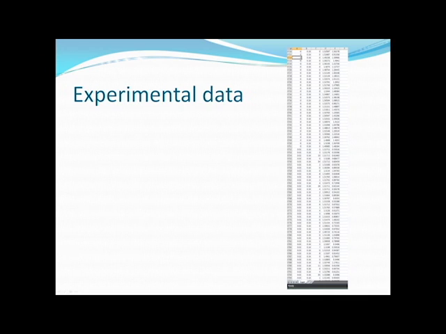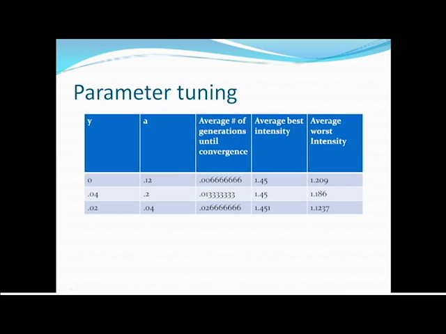So I have here the number of generations, the best intensity, and the worst intensity, and for each one of the parameter combinations that I've chosen, we've done 150 runs in different test cases. So what we do is take the average of all those to see how the parameters affect the output. And the results are, you can see right here, those are the best in three scenarios.